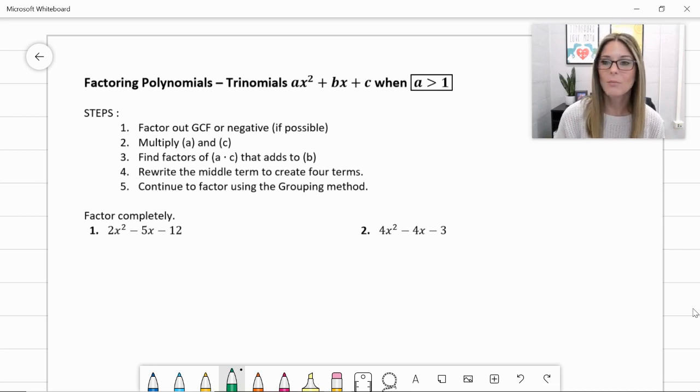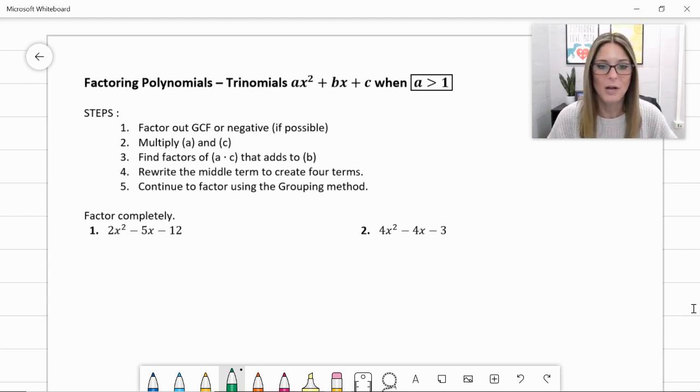Step 2, we're going to multiply the a value and the c value. So we're going to multiply the leading coefficient and the constant together. And step 3, we're going to find those factors of that number that we just multiplied, a times c. We're going to find the factors that add up to the middle b value. We're going to then rewrite our middle term to create 4 terms, and you can see step number 5, we're going to use that grouping method that we just talked about in our last lesson.